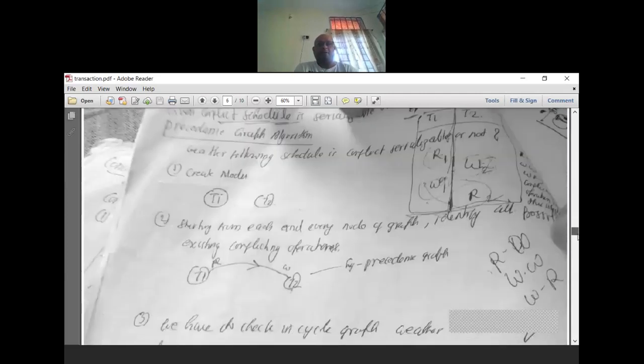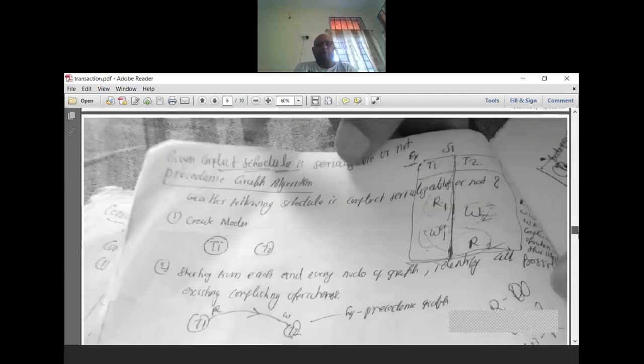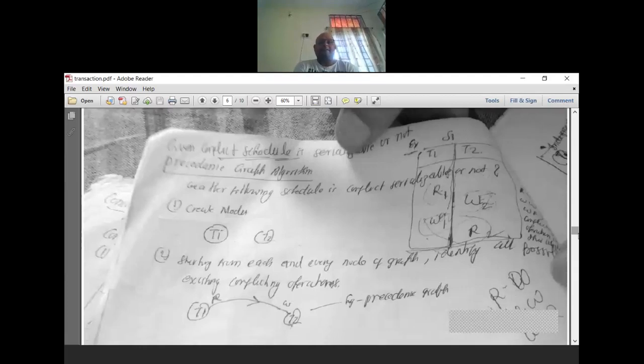Now I will show you how to find out whether a given conflict schedule is serializable or not. Today I have to teach this one topic: whether a schedule is conflict serializable or not. We can find it by using a precedence graph. We have to use a precedence graph to find this.